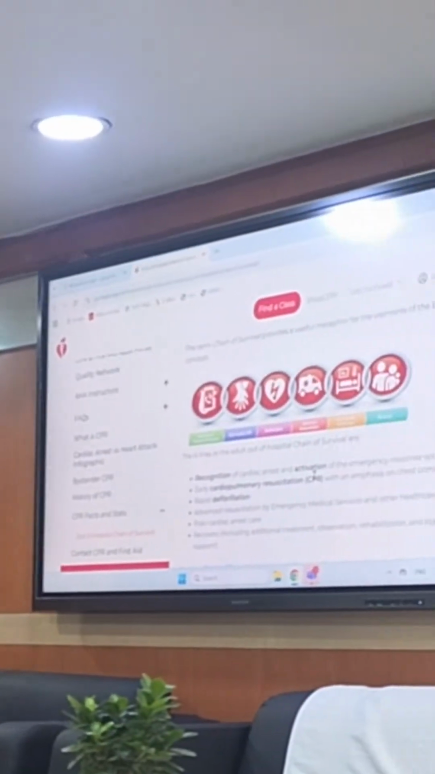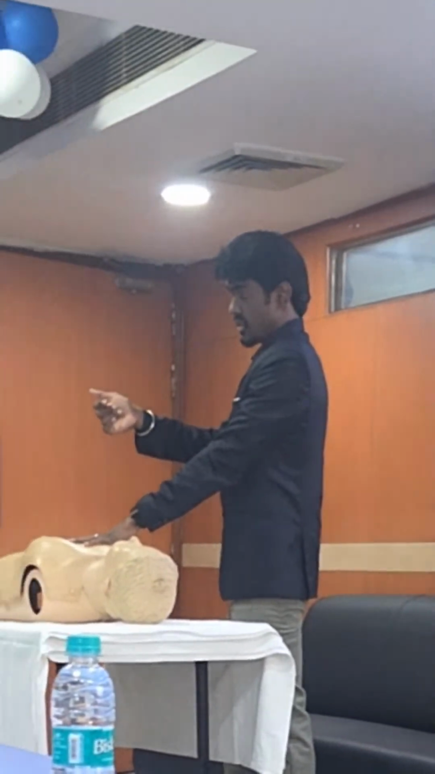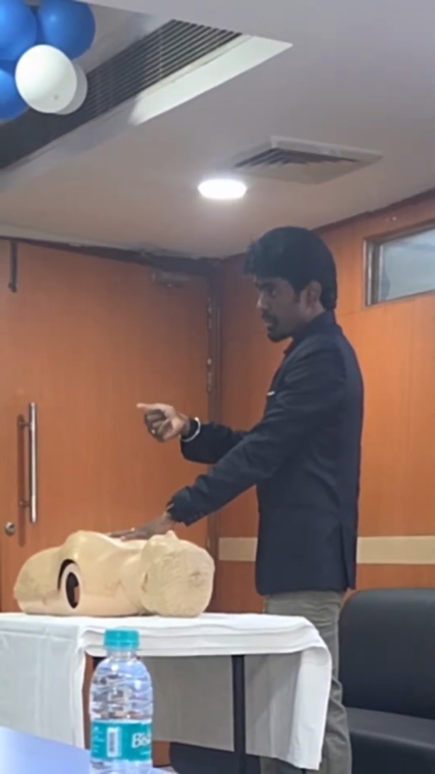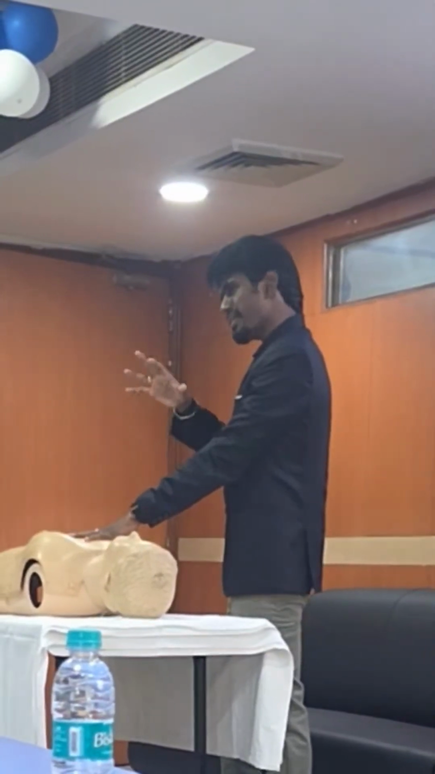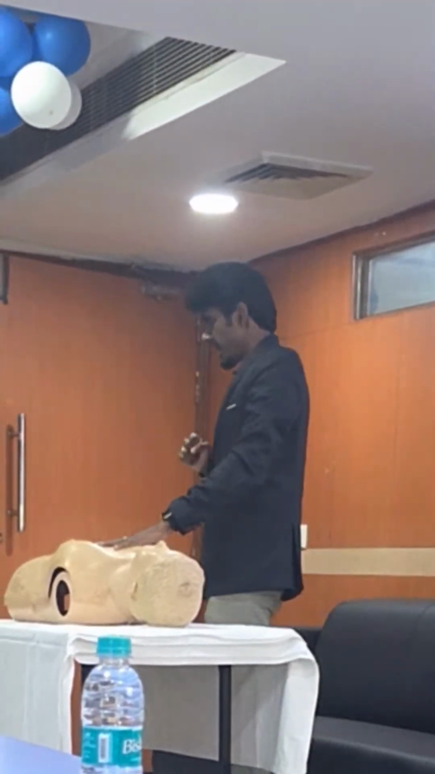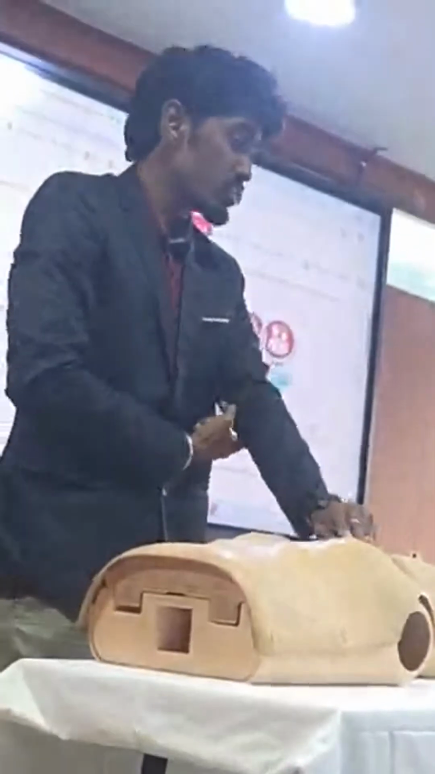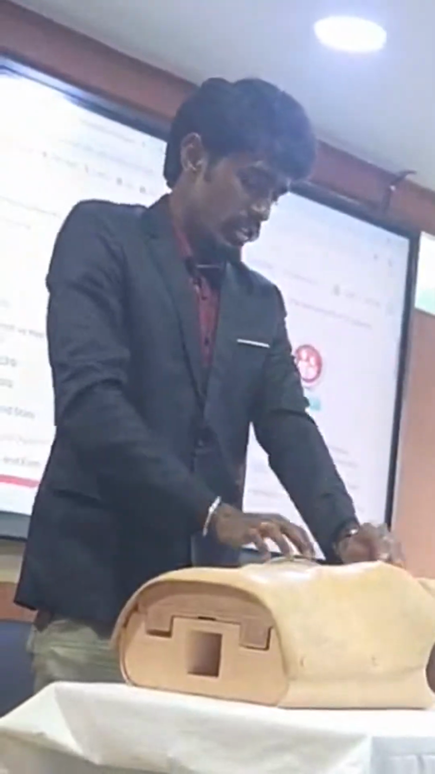CPR. What is CPR? Cardiopulmonary resuscitation. Cardiac means heart, pulmonary is lungs. So we have something to do with both the heart as well as the lungs. See here, this is the picture. Ideally, you have to keep your shoulders straight. Your shoulder should be straight, it should not be flush. Your shoulder and elbow straight.